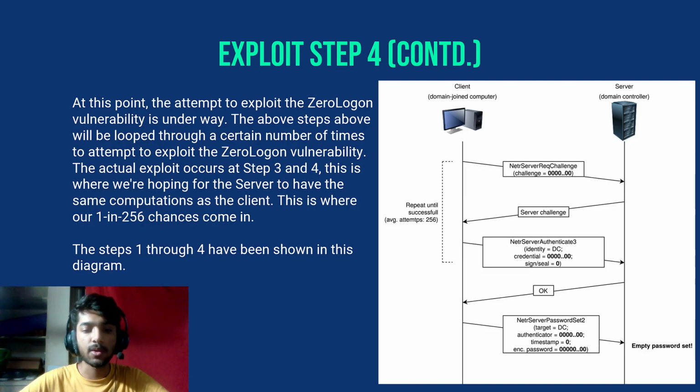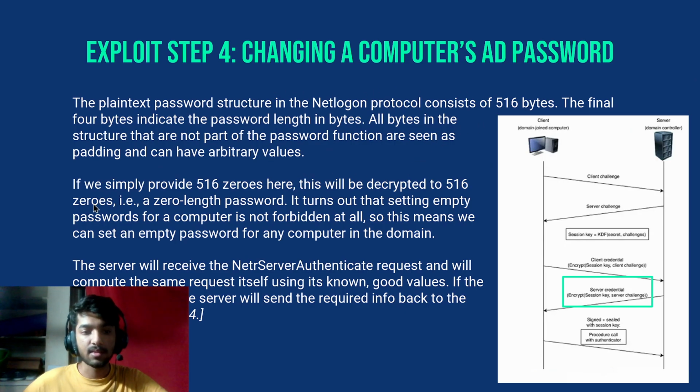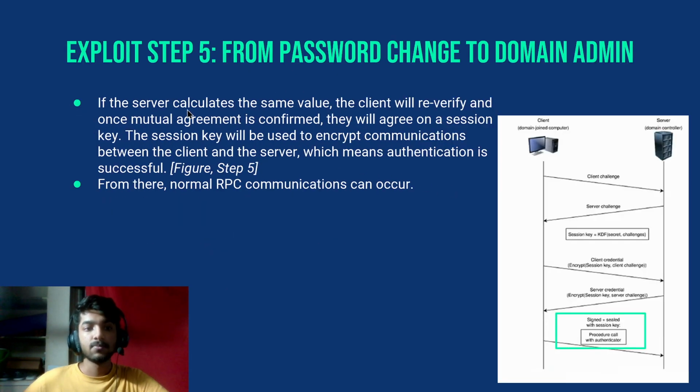Steps 1 through 4 have been shown in this diagram. Here we set the IV as 0. We get a server challenge. We remove the sign and seal. We get an OK. And then we set the encrypted password also as 0, as we have seen here. The final step: if the server calculates the same value, the client will re-verify, and once mutual agreement is confirmed, they will agree on a session key. The session key will be used to encrypt communications between the client and the server, which means authentication is successful. From there, normal RPC communications can occur.